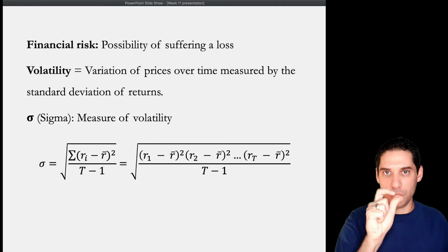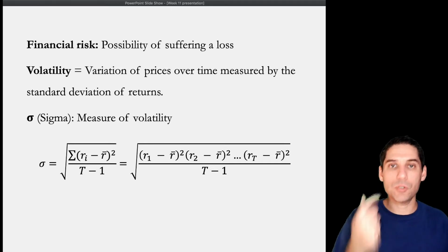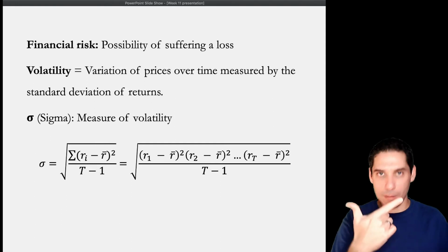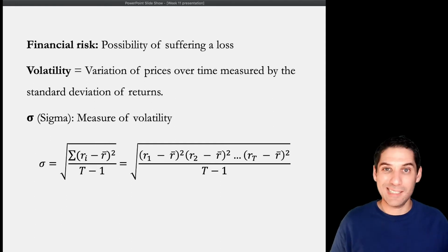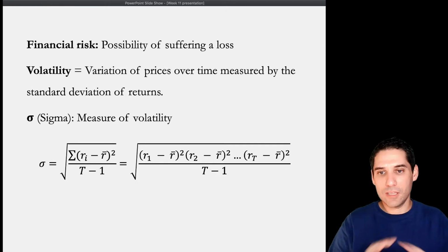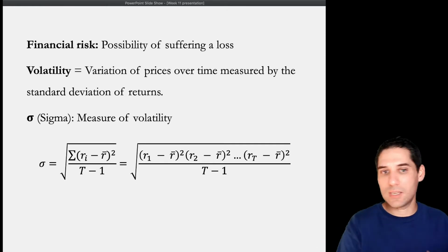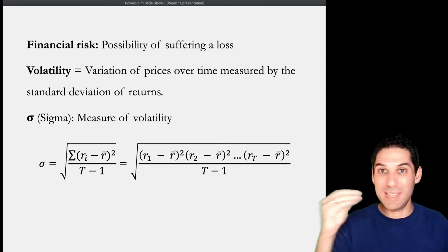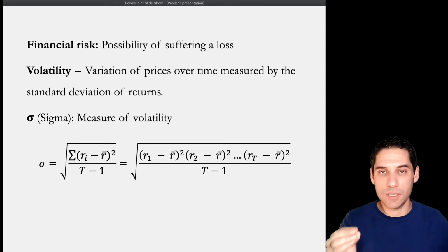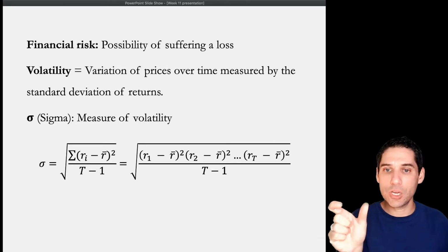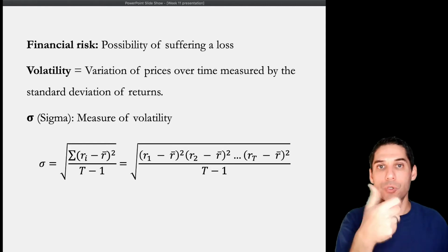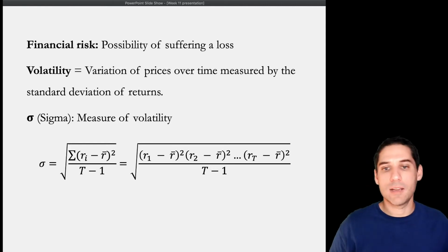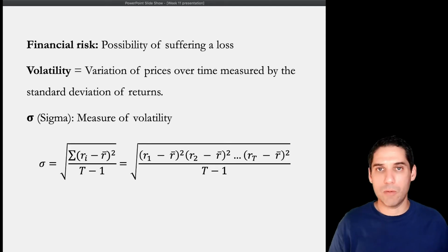So those are deviations of each return from the mean, squared. Those squared deviations from the mean are summed up and divided by T minus 1, where T is the number of returns in the series you're looking at. This is what we call the sample standard deviation. Then if you open up that summation, the second part of the formula has each period's return, which can be day, week, month, quarter, year, whatever it is, minus the average, squared, plus next period's return minus the average, squared, and so on and so forth, divided by T minus 1, square root. So that's how we compute volatility.